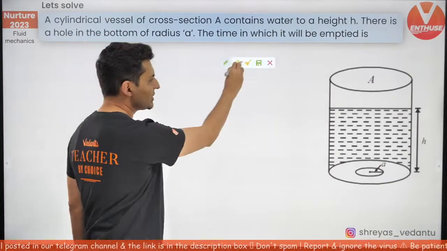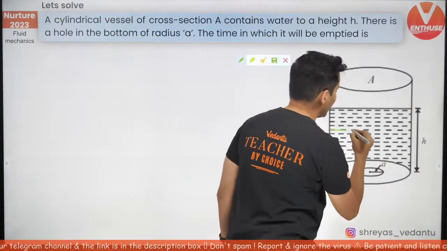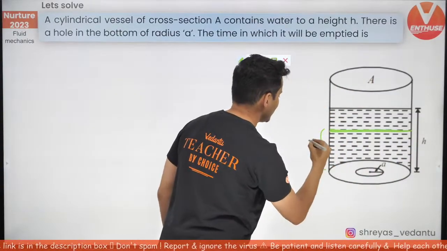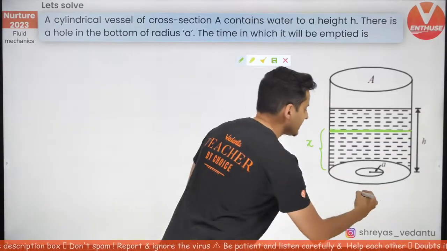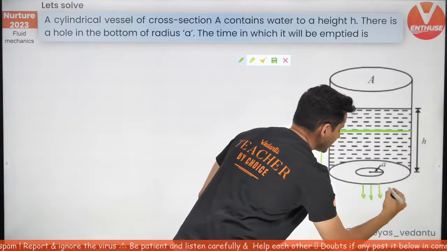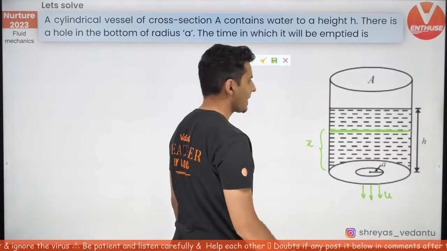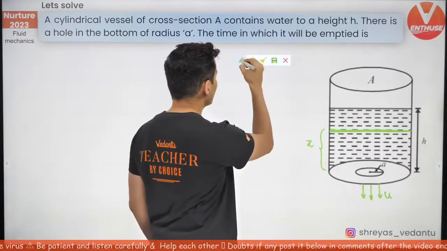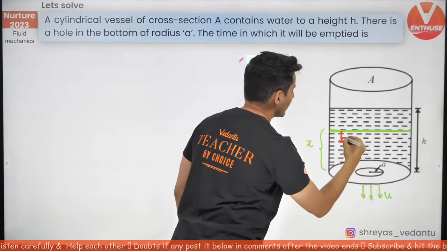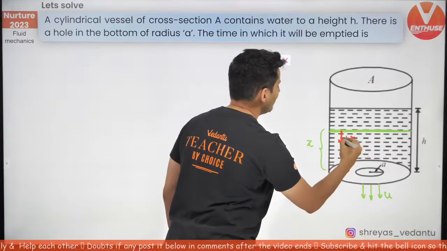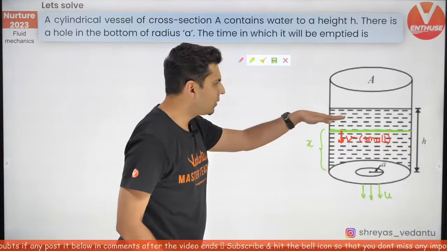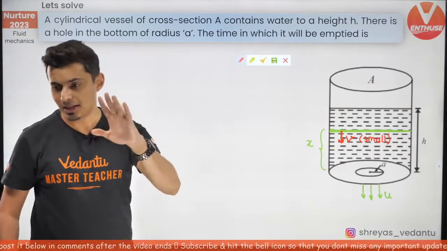First, let's assume that at any random height, let's say that height is x. The speed with which the liquid comes out is, let's say, u, and the speed with which the surface goes down is v. But that speed will be very, very small. Keep this in mind. Slowly it's going to come down. It's going to take a long time.